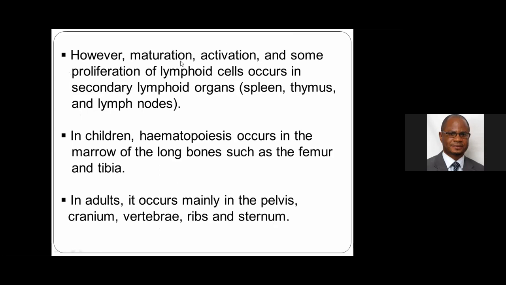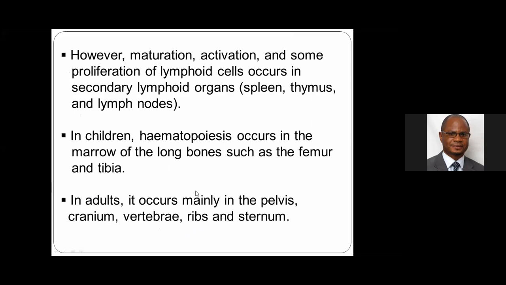So, maturation, activation, and some differentiation of lymphoid cells occur in secondary lymphoid organs such as the spleen, thymus, and lymph node. In children, hematopoiesis occurs in the marrow of the long bones such as the femur and the tibia. In adults, it occurs mainly in the pelvis, in the cranium, in vertebrae, in the ribs, and in the sternum.